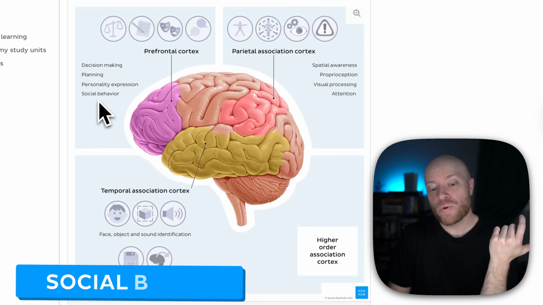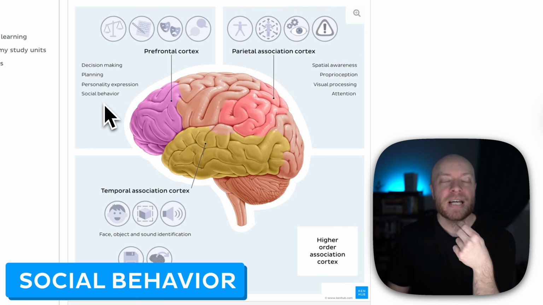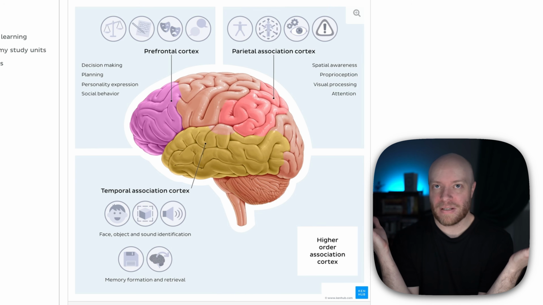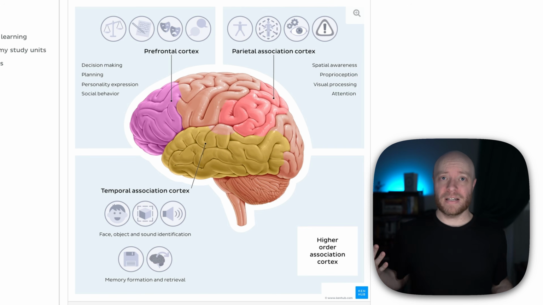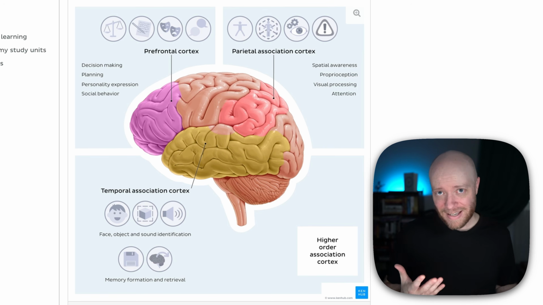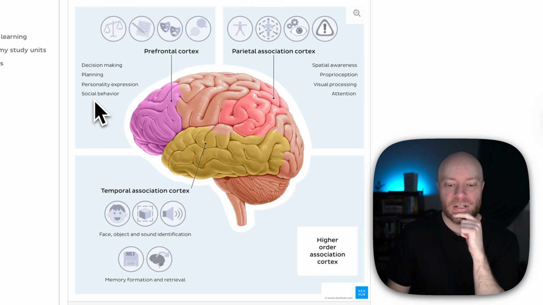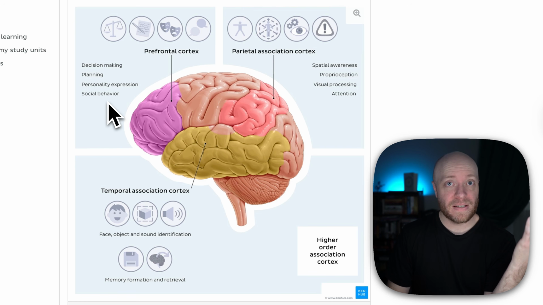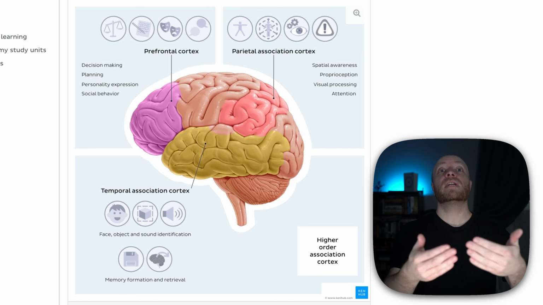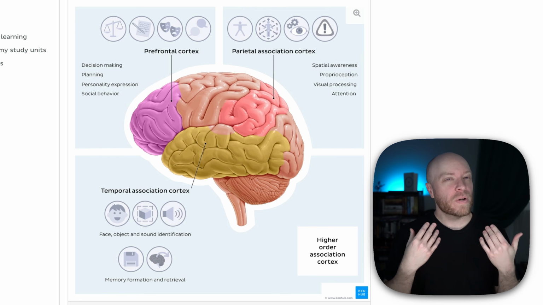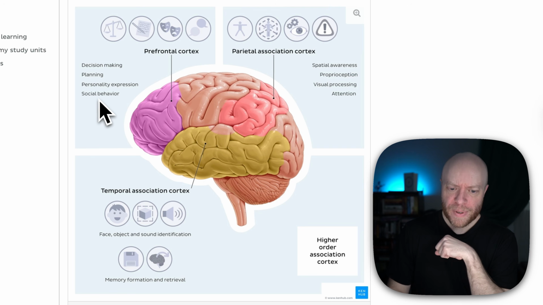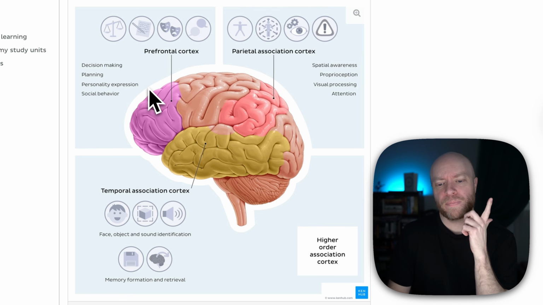But then we're also going to see social behavior. Socialization. Again, other animals do these types of things. And by the way, other animals have personality. Look at your dog, for example. Dogs, cats, they have personalities. It's just that we're talking about taking this to the next level. And the way humans socialize is amazing. We are a very social species. We're very communicative. But this is all going to be part of the prefrontal cortex.